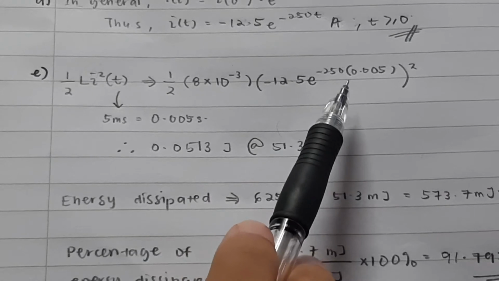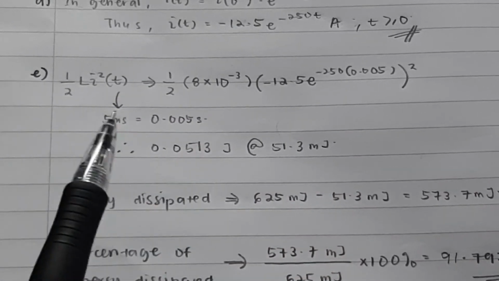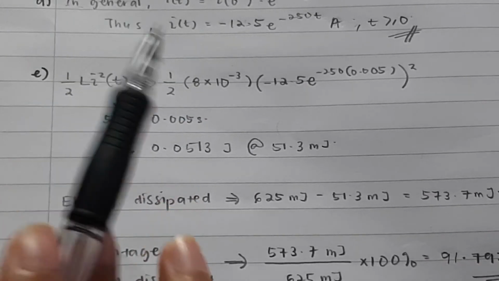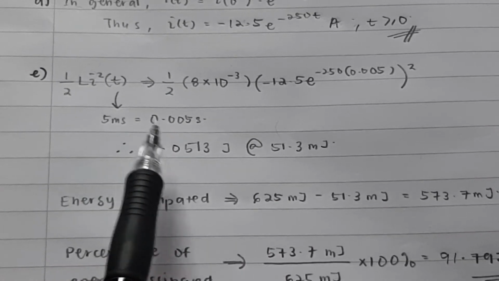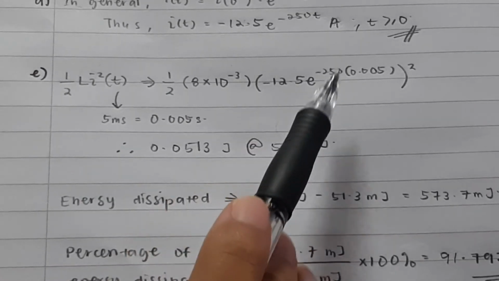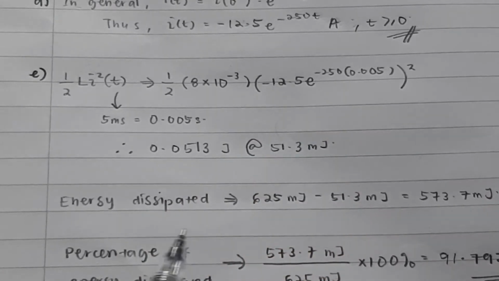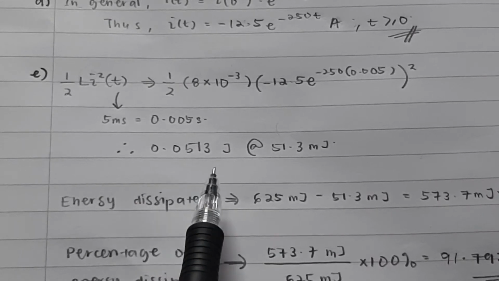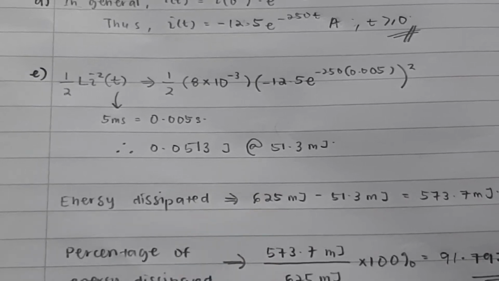But as the question is given, 5 milliseconds after the switch has been opened. So we just convert the time given. 5 milliseconds is equal to 0.005 seconds. Just put it into the formula: negative 250 times 0.005. So the answer we will get is 0.0513 joule, or we can convert it into 51.3 millijoule.